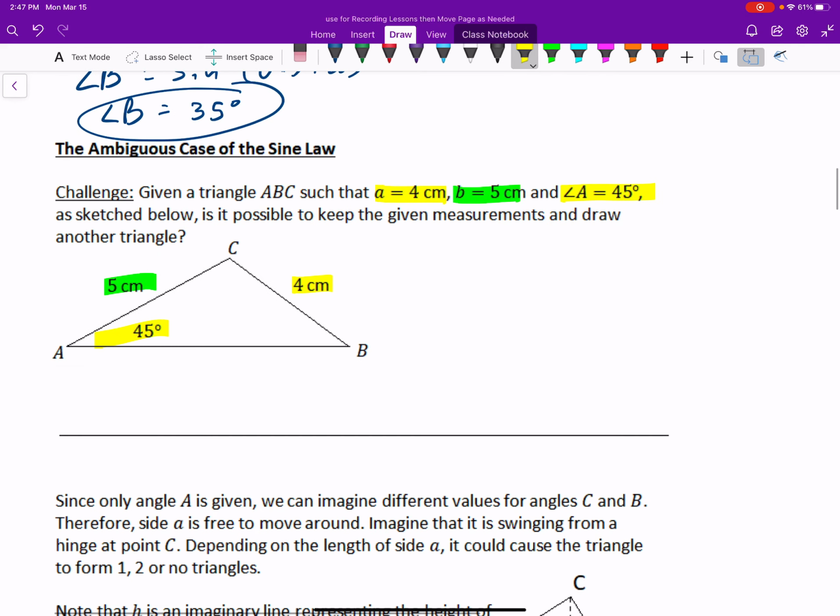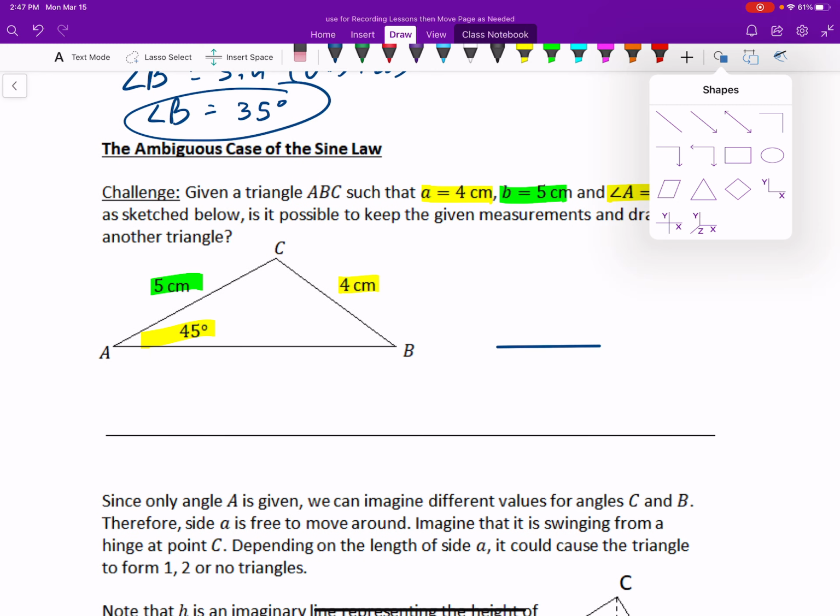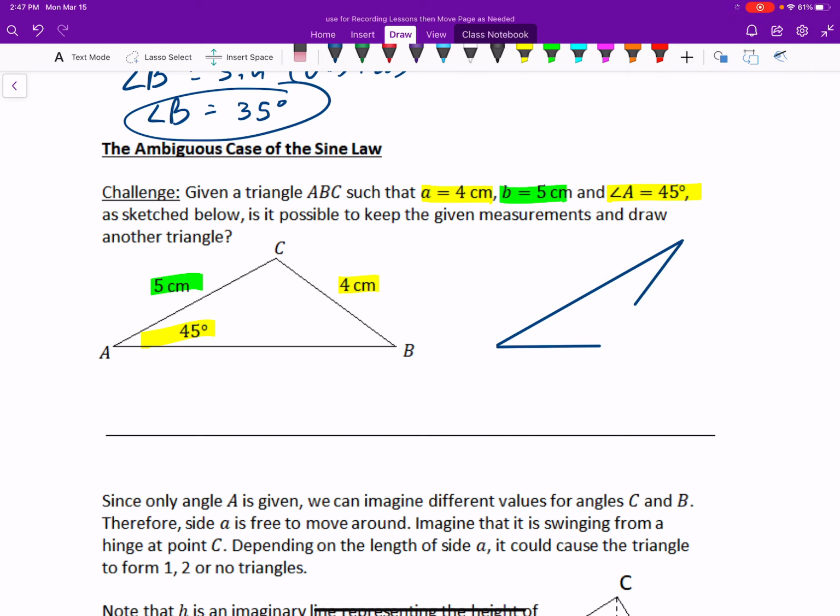Well, just to cut to the chase, the answer is yes. What if I were to draw it like this? And I kept this as 45 degrees. And I kept this as 5 centimeters. And I kept this as 4 centimeters. What's changed are the other three parts. This is still A, still 45, so it looks like 45 approximately.